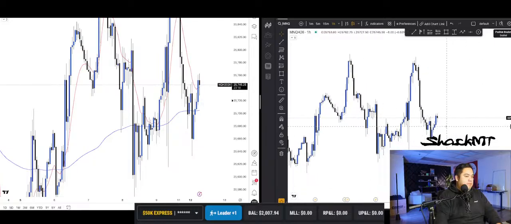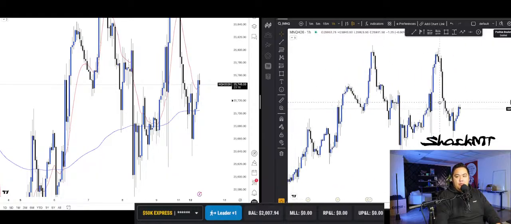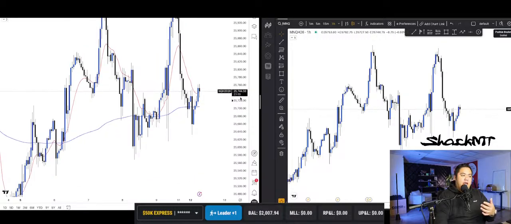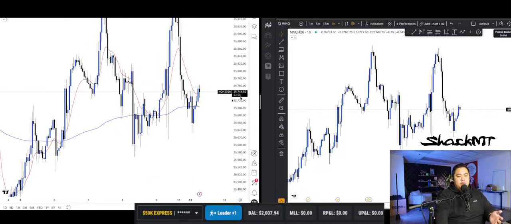I leave my charts completely bare on Project X. On my TopStep screen, I have indicators, and then I'll have the volume profile indicator there too. But on TopStep, I leave it clean.